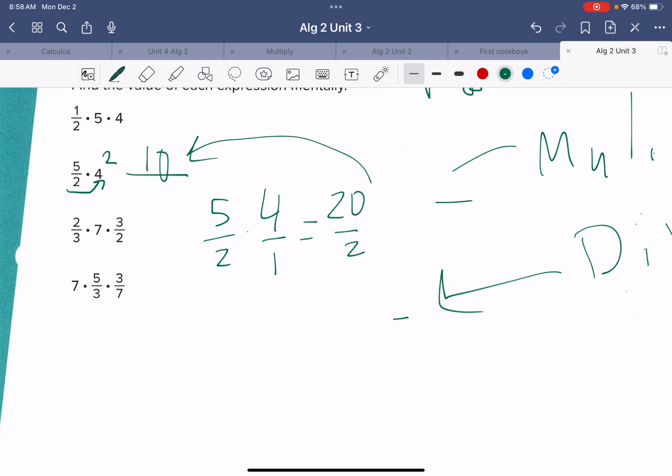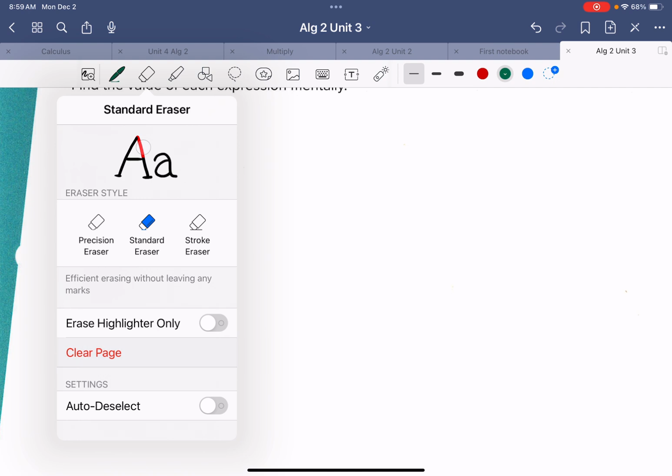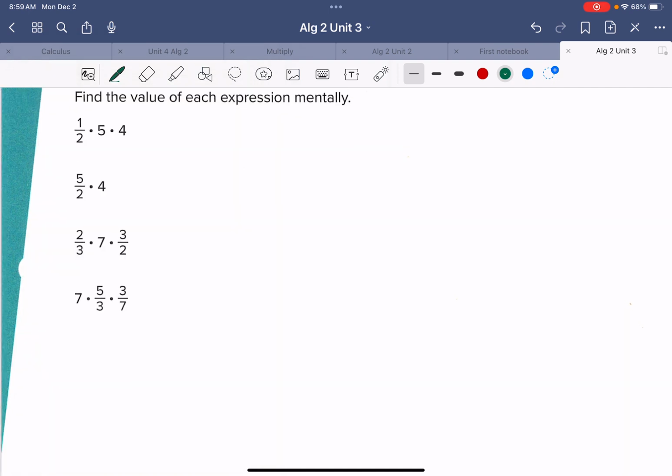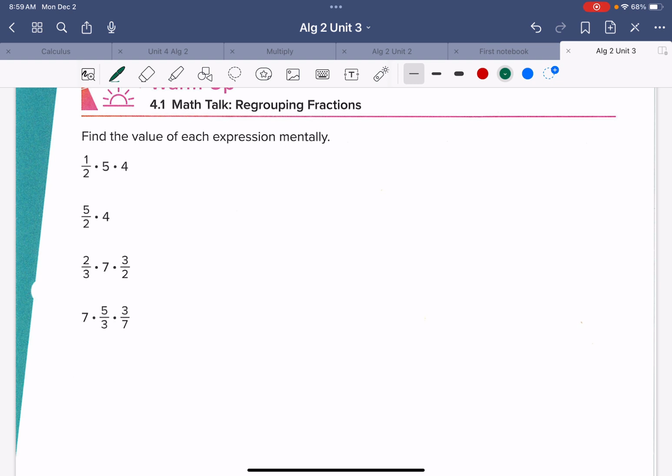All right, let me clear this page. So try these, and then we'll go through the answers together.